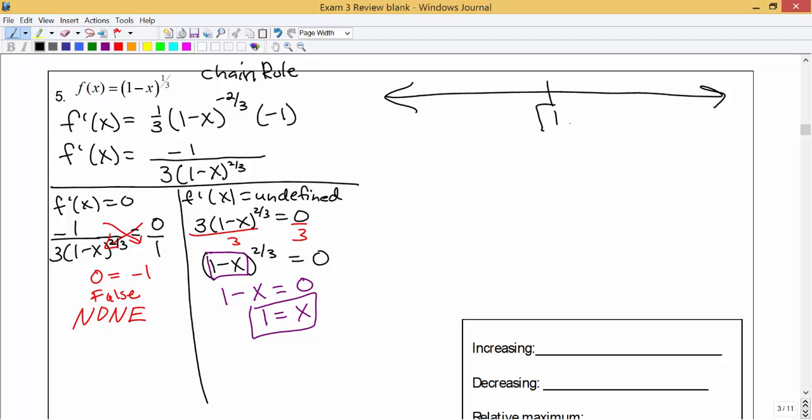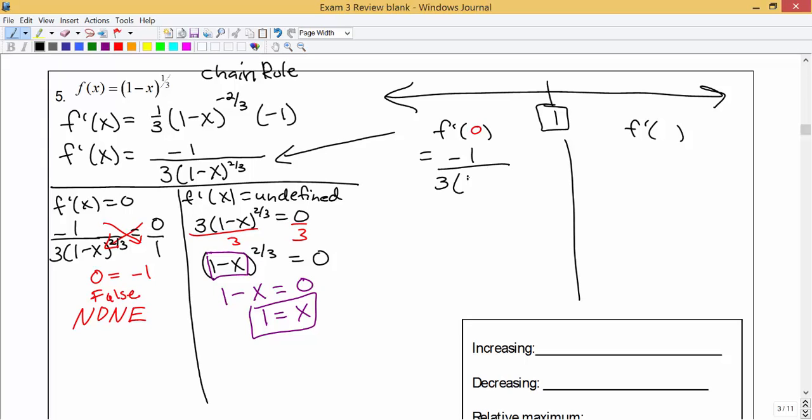Okay, we're going to evaluate the first derivative to the left and to the right. So we're going to pick some test values. To the left of 1, I'm going to pick 0, and plug that into this form of the first derivative. Okay. So we get -1 over 3 times 1 minus 0, which is 1. So that gives me 1 to the 2/3 power. 1 to any power is always 1. So we end up with -1/3. And since this is a negative slope, we know that the function is decreasing from left to right on the left side of 1.